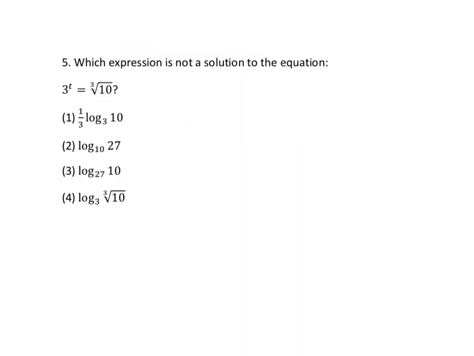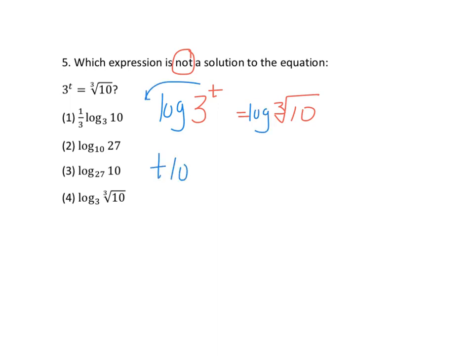This question is a little weird, but they want you to find the one that's not a solution to the equation. So the first thing you have to do is actually try to solve for t. Now you could do y1 and y2 and find the intersection. That would be one way to get the t value, but the proper way, and the way that it'll explain the choices, is to take the log of either side so that this comes down, and you'll end up getting t log 3 equals log of the cube root of 10.